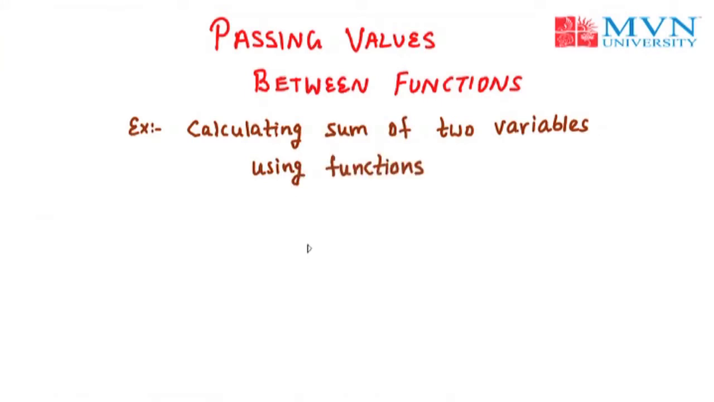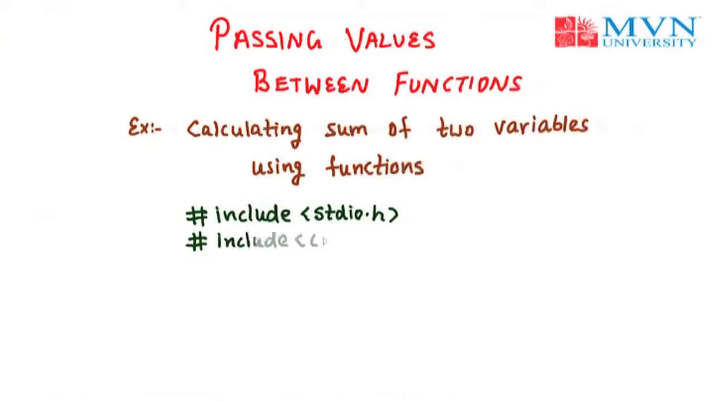When we start a C program using a function, first we have to include the header files. #include <stdio.h>. The other header file is #include <conio.h>. Now we do the function prototyping here.